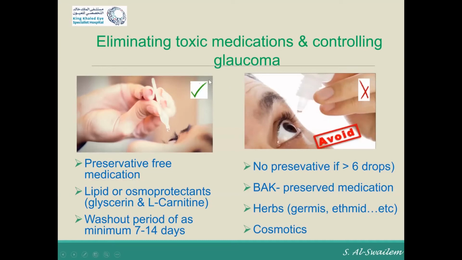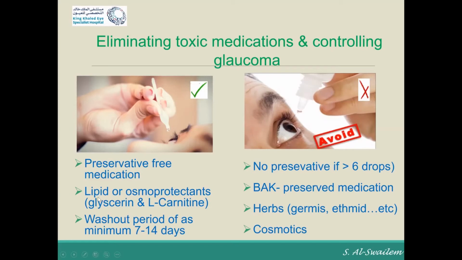And when we say eliminate toxic medication, really in patients, if you have preservative medication, this is the best if you have more than 6 bottles to give to your patient, and try to avoid benzalkonium-based bottle medication, and make sure the patient is not applying any herbs like germis or ethmet or anything, and also avoid irritating cosmetic agents. So we can prescribe preservative-free medication.